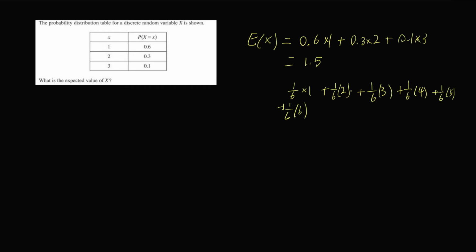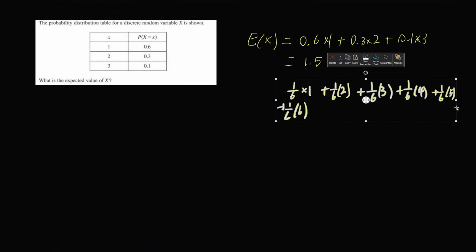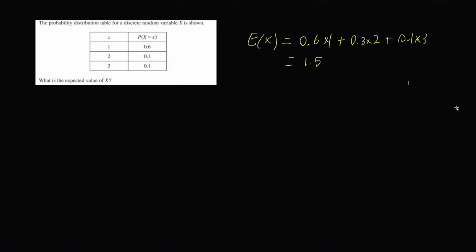So this would be 1 plus 2. So that would be around 3.5, around that number. I don't know the exact number. I don't want to calculate it. But that's what is meant by expected value. So when you roll a dice, you would be expecting to get around that number.